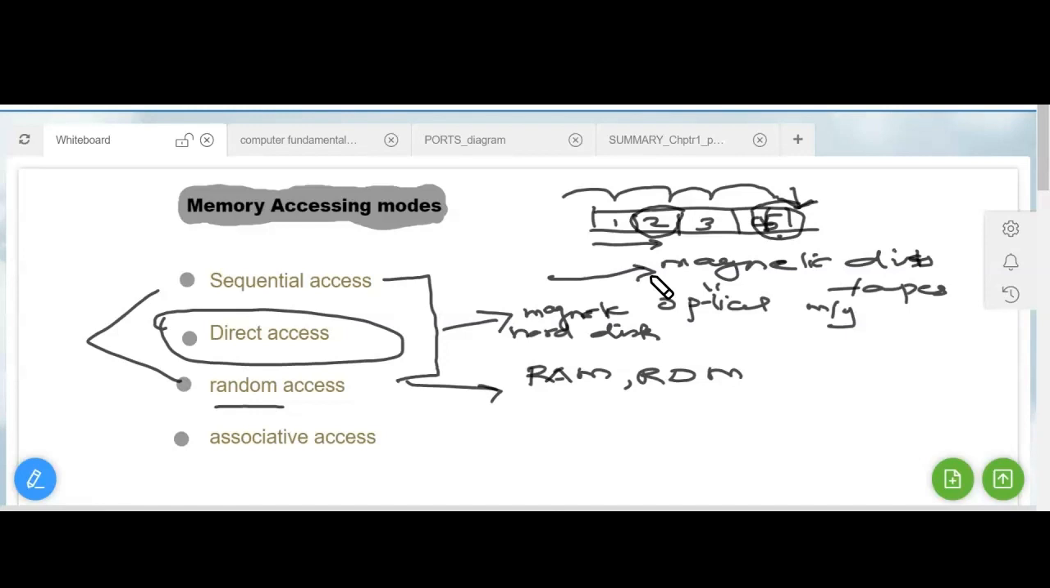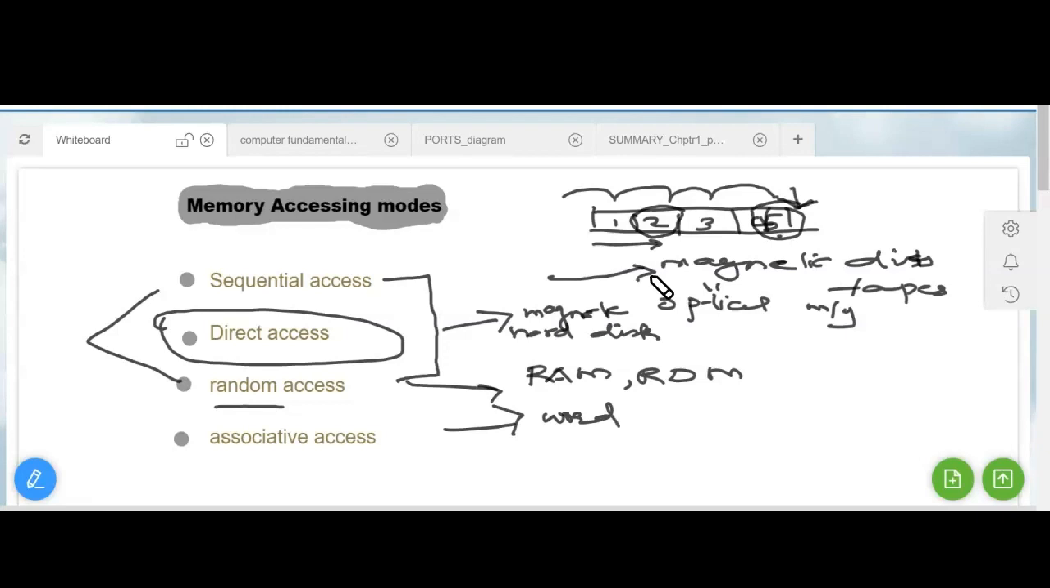And the access time totally depends on the memory organization, where your memory is located, and the storage technology, what kind of technology you are using. For direct access, the time totally depends on the memory organization, and the second one is storage technology. Okay, so the last one is associative access. Associative access goes for the word.